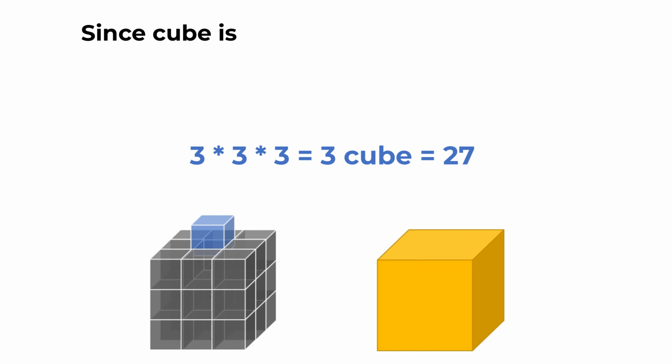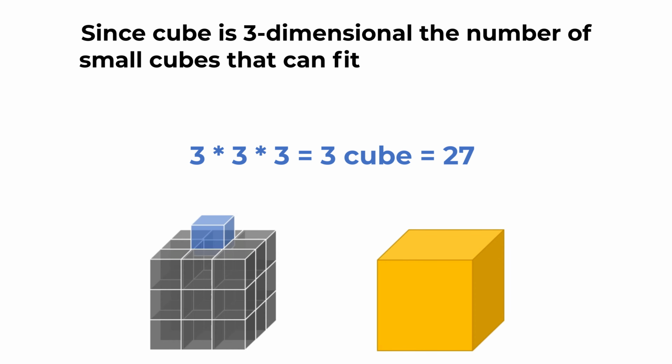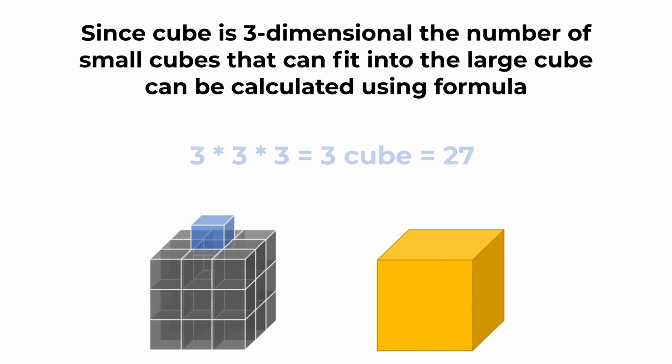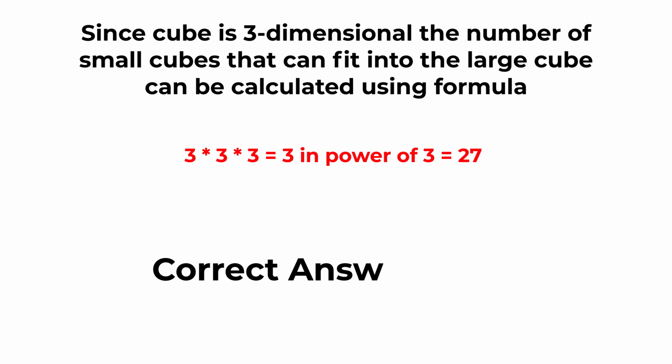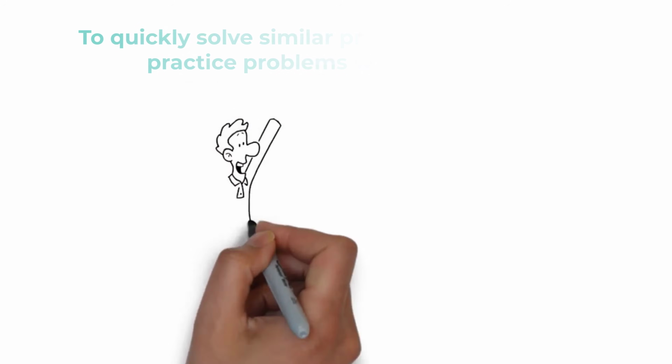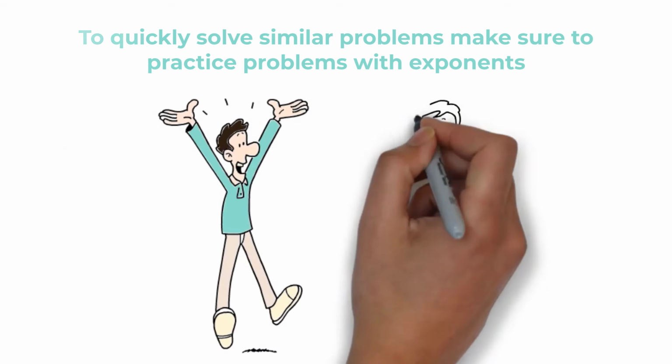The number of small cubes that can fit into the large cube can be calculated using the formula 3 multiplied by 3 multiplied by 3 equals 3 cubed equals 27. So the correct choice here is choice C, 27. Hopefully you've nailed this question and now know how to answer similar problems on the test.